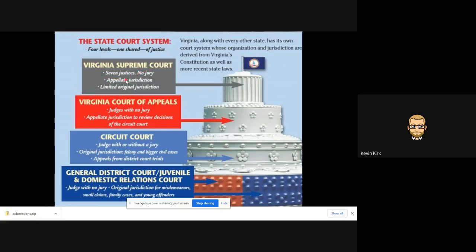The highest court in Virginia is the Virginia Supreme Court. We have 7 justices and no jury. They have two kinds of jurisdiction: appellate jurisdiction and limited original. Now remember, they have limited original jurisdiction only over cases where people are suing the government of Virginia, suing the governor, or if a county sues another county, or a city government sues another city or other county. Okay? Those cases are called limited original. That concludes the structure of our state court system and moves us on to the examples.